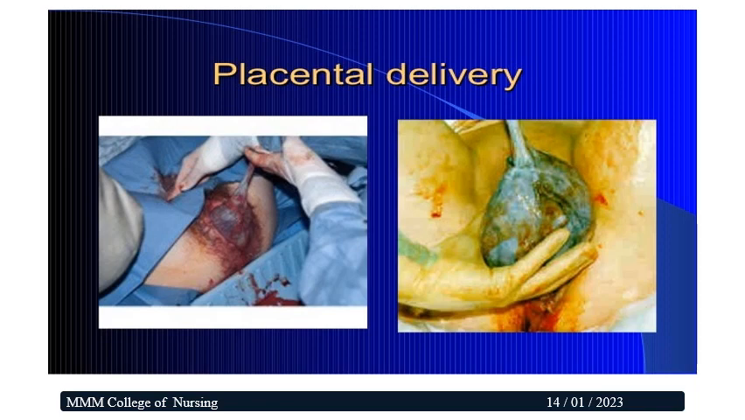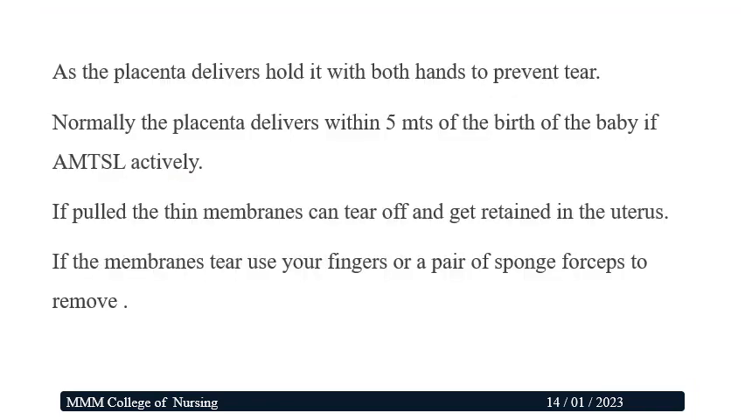So this is how we have to deliver the placenta. When the placenta comes out, you have to hold the placenta with both hands in order to prevent tearing of the placenta. As the placenta delivers, hold it with both hands to prevent tear. Normally, the placenta delivers within 5 minutes of the birth of the baby if AMTSL is done actively.